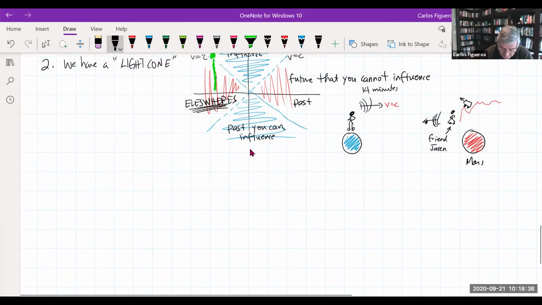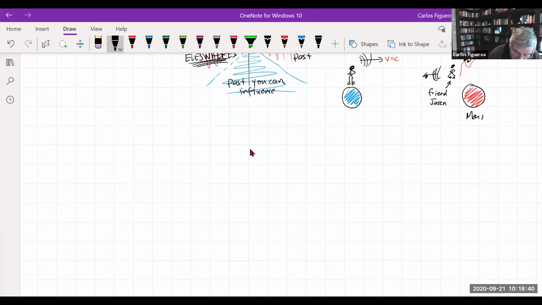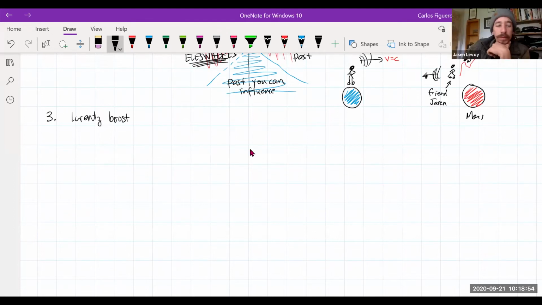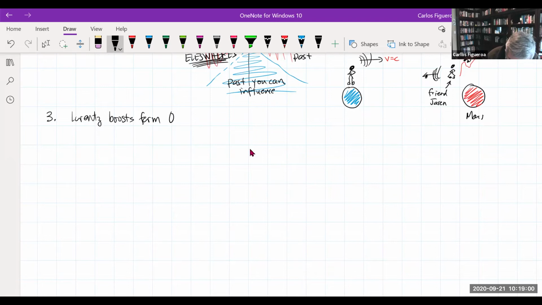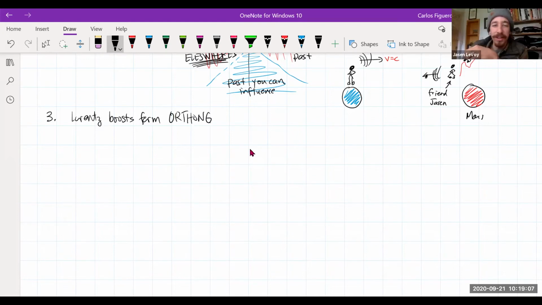Okay, let's go to the next piece. Now, the next piece that we should lightly talk about is the Lorentz boost. So a Lorentz boost forms an orthogonal coordinate system. How do you spell orthogonal? If I spell it wrong, it's okay. That's good enough. Orthogonal coordinate system.